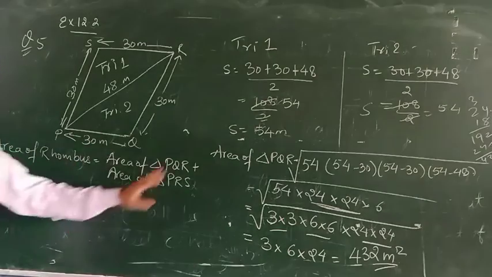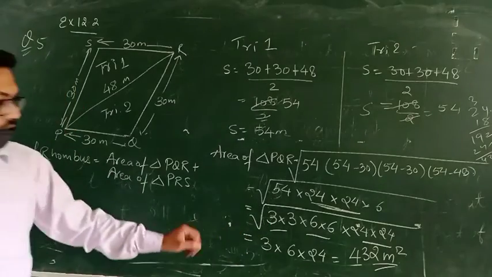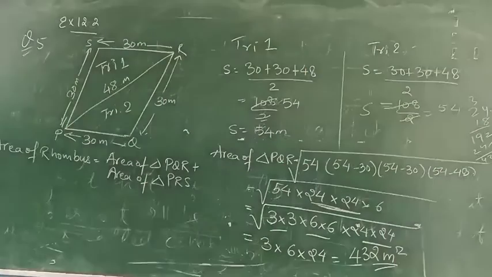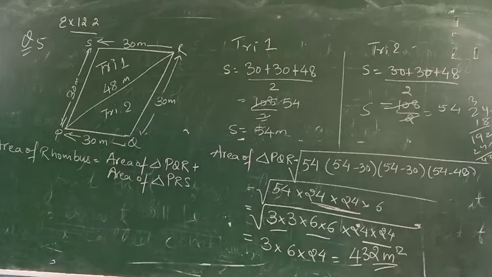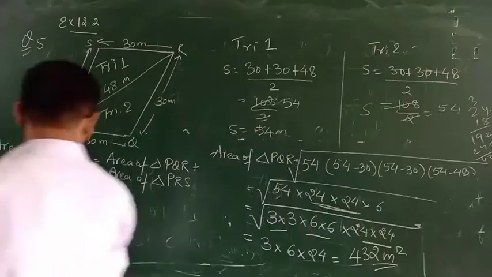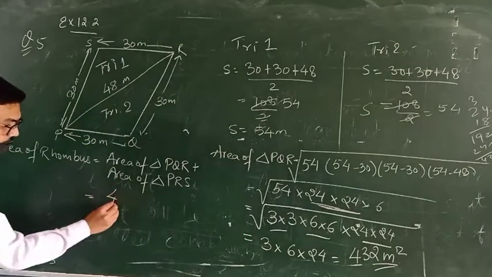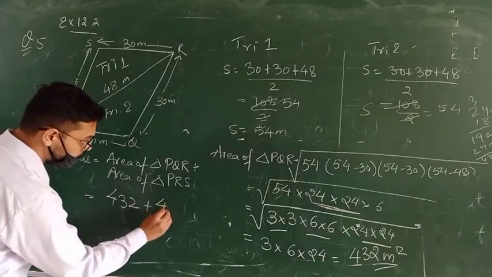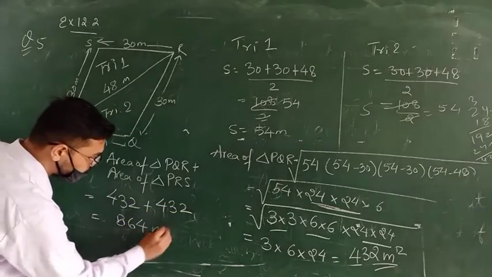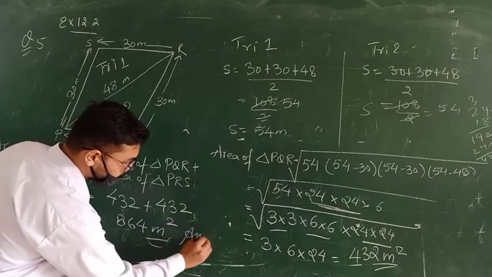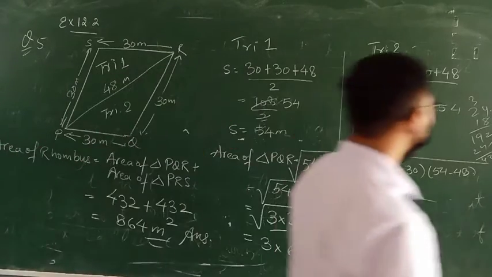Please note it down fast, then I complete this question. 864 meters square. How much? 864 meters square. Correct. Or I can write it here: 432 plus 432. So 864 meter square is the complete answer.